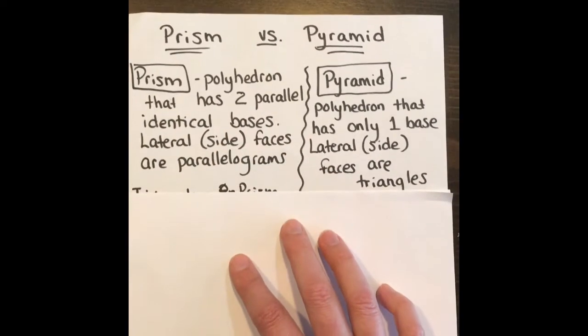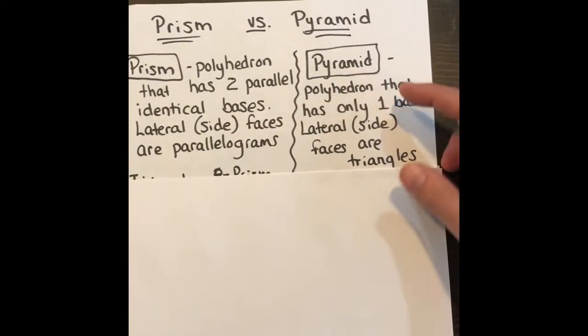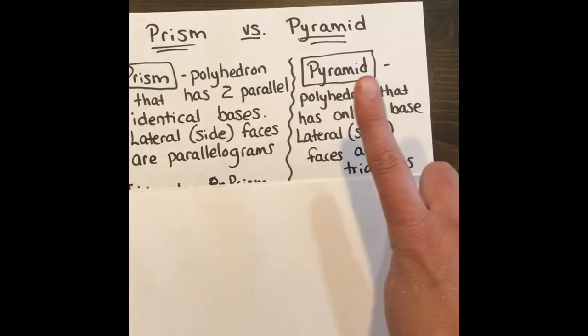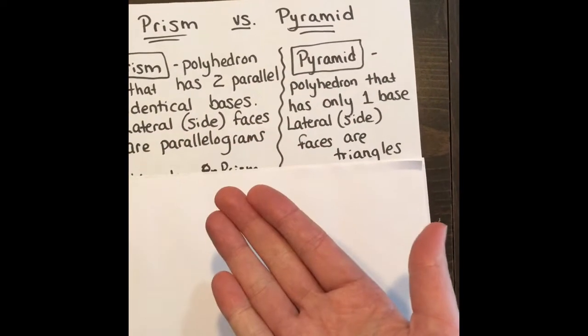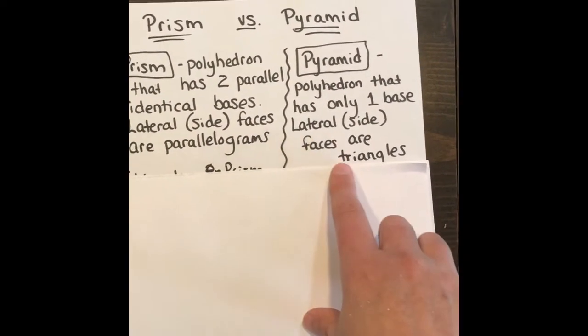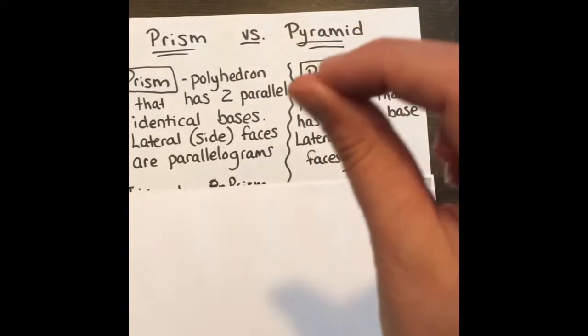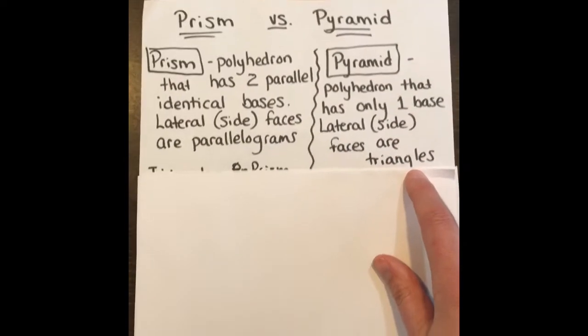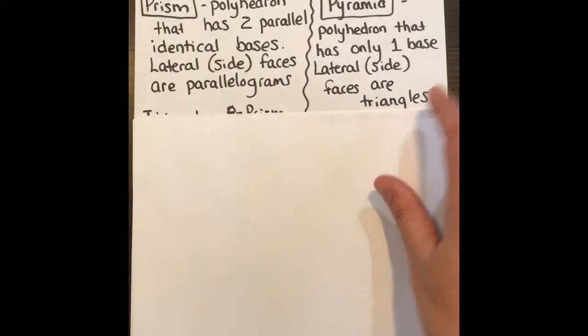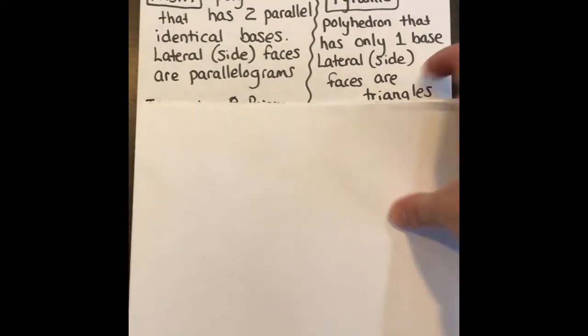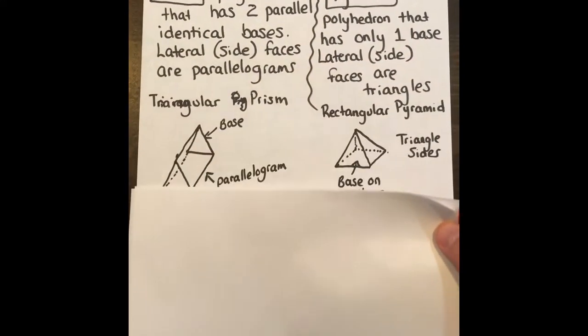And the lateral, they say lateral, but it's just the side faces are going to be parallelograms, or they look like rectangles. A pyramid, however, is going to be a three-dimensional shape that only has one base, and it's usually on the bottom. And then the side faces are all triangles, and they come all the way up to a point. That's going to show you that it's a pyramid. So let's just look at what those would look like and how we would name them.